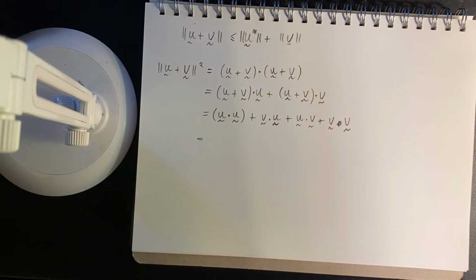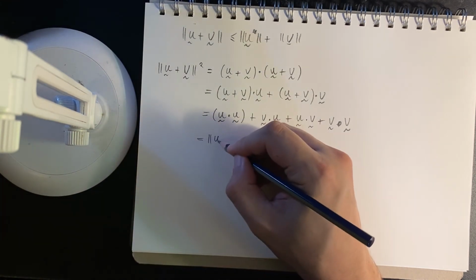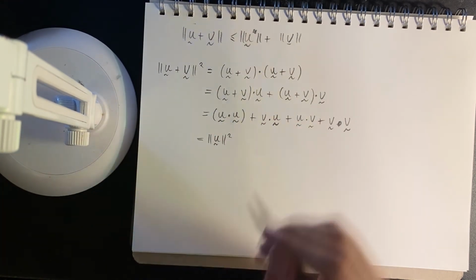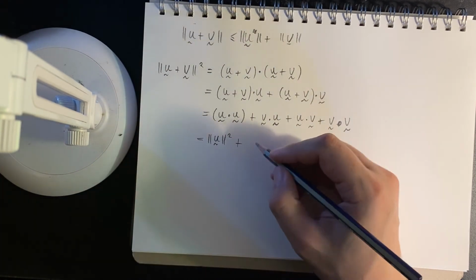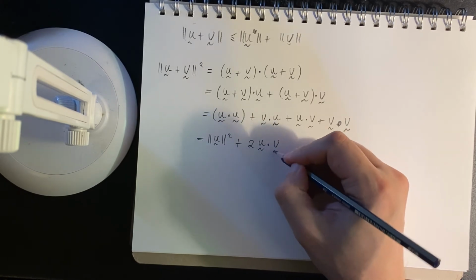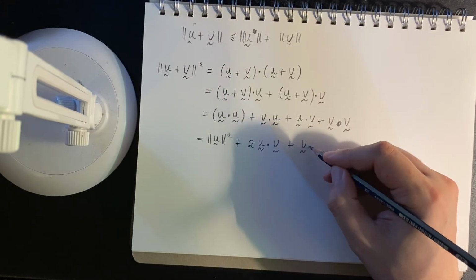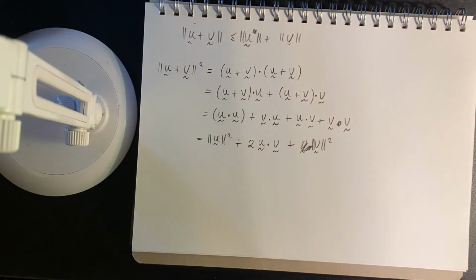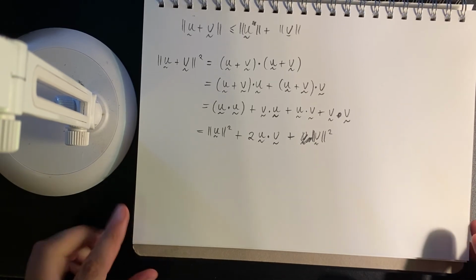And then we can say, okay, we'll just rearrange things a bit. We know that u dot u is the magnitude, the norm of u squared. We know that the order of the dot product doesn't matter, so we'll just call this 2u dot v. And then we'll have the magnitude of v squared. So that's the left-hand side of this expression. Let's take the right-hand side of the expression and square it.